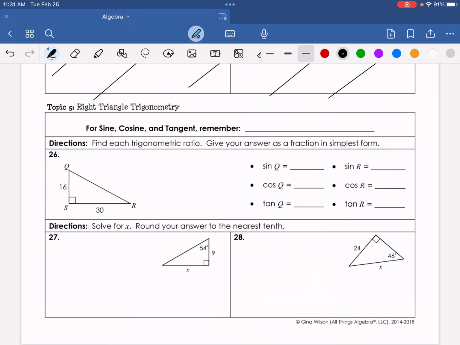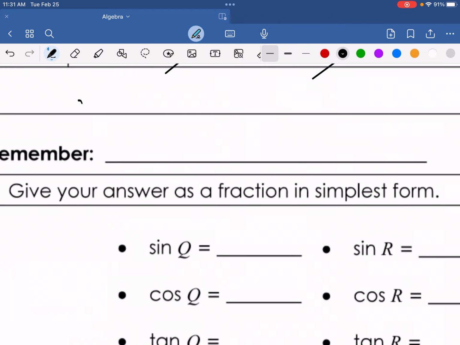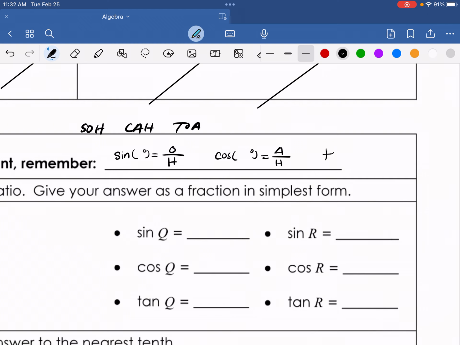Sine, cosine, and tangent. Okay, it says remember. What are we remembering? We're remembering SOH-CAH-TOA. What does that mean? If you have sine and you put a degree next to it, it's going to be the opposite and the hypotenuse. If you have cosine, it's adjacent and hypotenuse. And if you have tangent, it's opposite and adjacent.